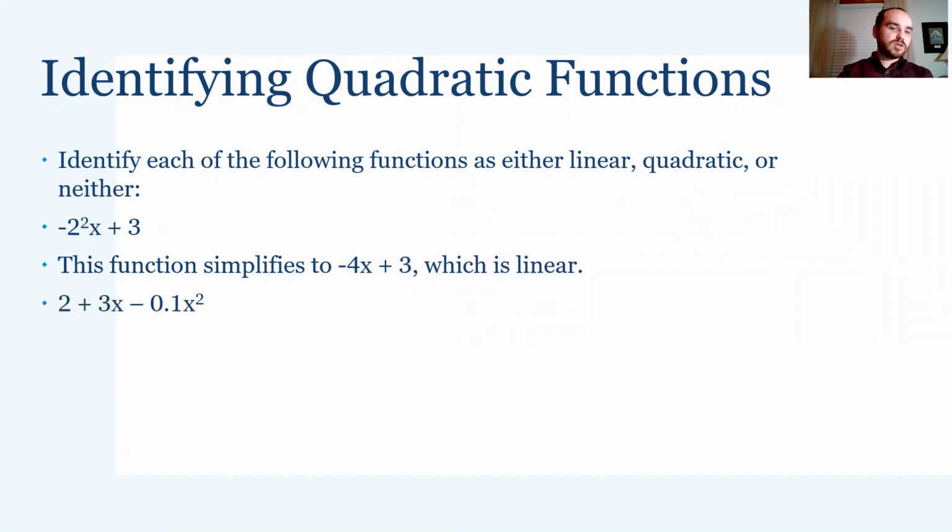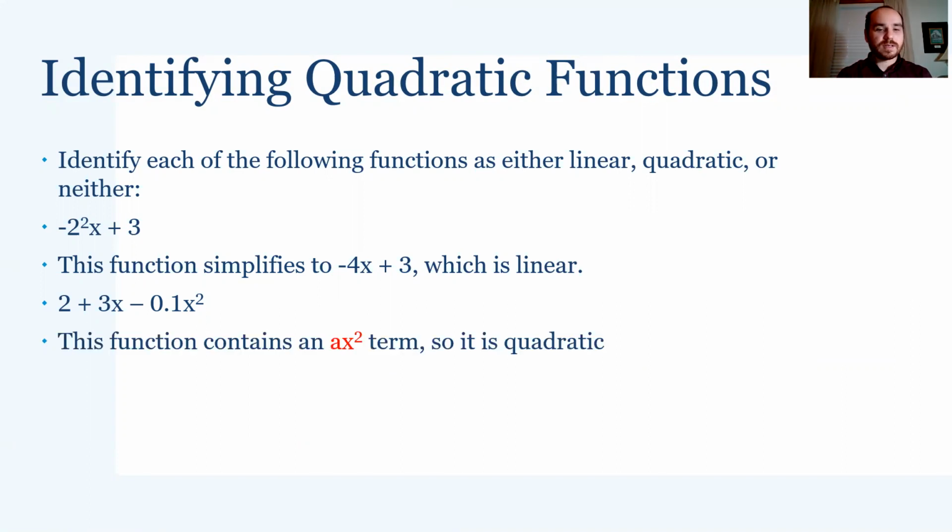This one right here, we've got 2 plus 3x minus 0.1 x squared. You see an x squared, you know it's quadratic. As long as there's not, actually, that's not entirely true. If you see an x squared in the simplified version of the equation and there is no x cubed or anything bigger, then it is quadratic. So this one contains an ax squared term, so it is quadratic.